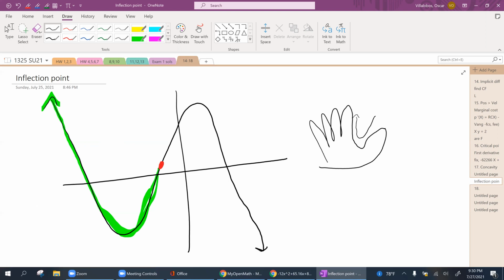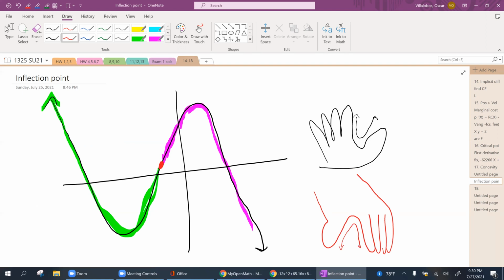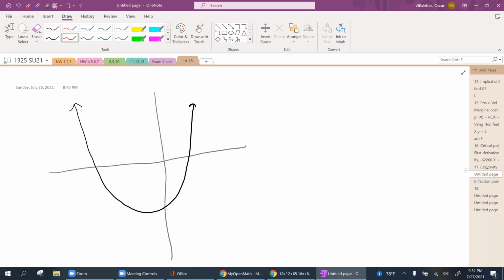Concave up, my fingers are pointing up. And you may say, what is this one? That one is going down. That is concave down. I'm not an artist. If you point your hand downward, this is pointing down. This is concave down. So this is what we're going to be locating in this section.